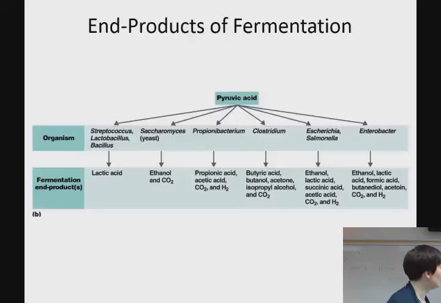So here's just an overview of the different things you can get. So we've got Streptococcus, Lactobacillus, and Bacillus species that when they ferment produce lactic acid. Saccharomyces, which is the yeast that makes beer, wine, and bread, produces ethanol. That produces things like vodka or beer, and carbon dioxide, which is why, of course, when you make bread, yeast helps it to rise. That's the carbon dioxide. This is one of my favorites, Propionibacterium, which produces propionic acid, acetic acid, carbon dioxide, and hydrogen gas. So that's what helps you make Swiss cheese.